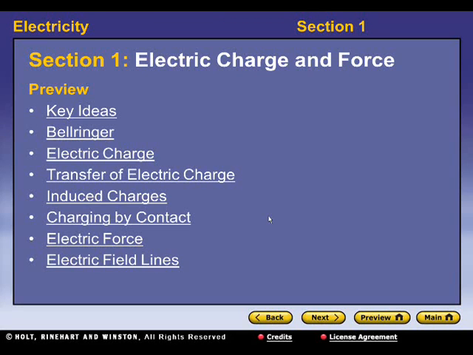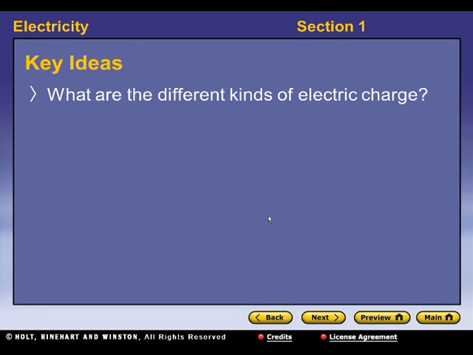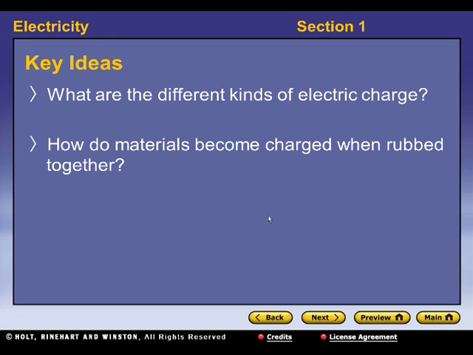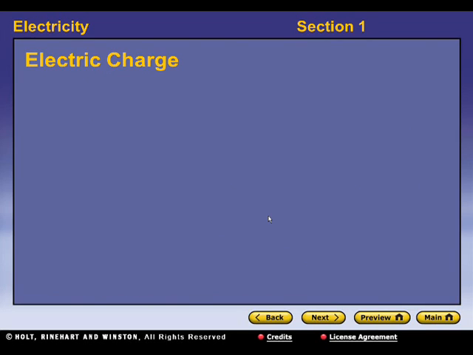Okay, welcome to chapter 17, section 1. Let's get into the key ideas here. What are the different kinds of electrical charge? How do materials become charged when rubbed together? What force is responsible for most everyday forces?